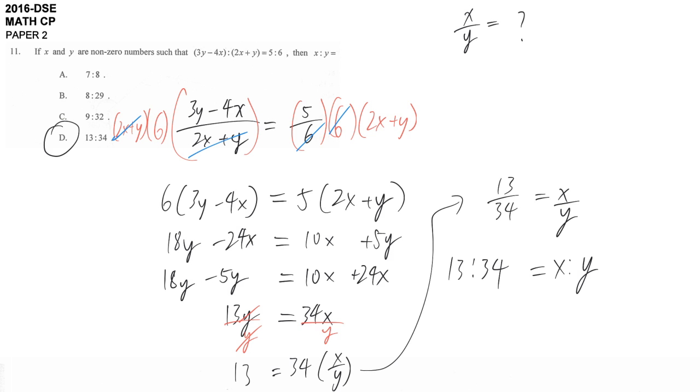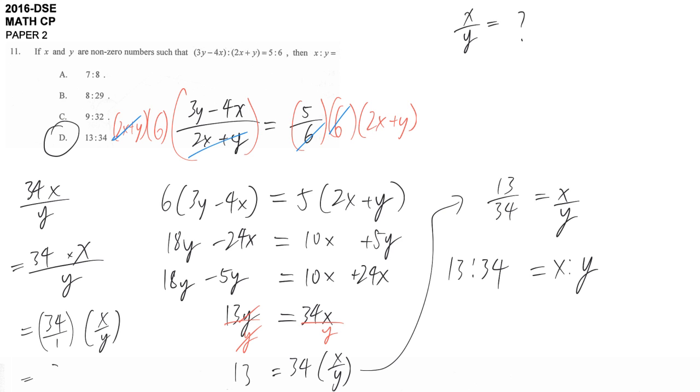One thing to remind you is some of you may not realize how come we can separate them. 34x over y, that means 34 times x over y. That means 34 over 1 times x over y. That's why we can separate it and get 34 times of x over y.